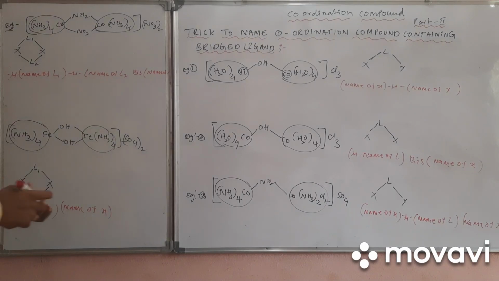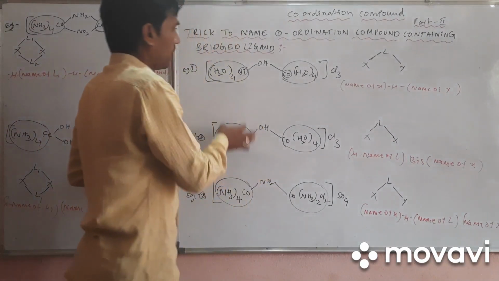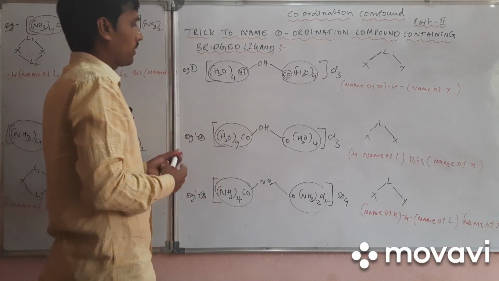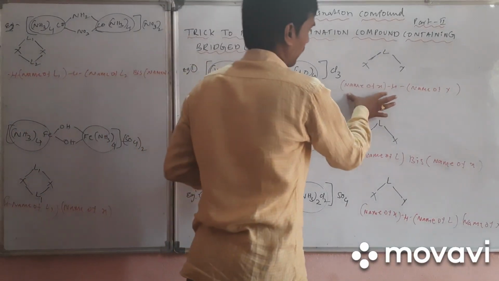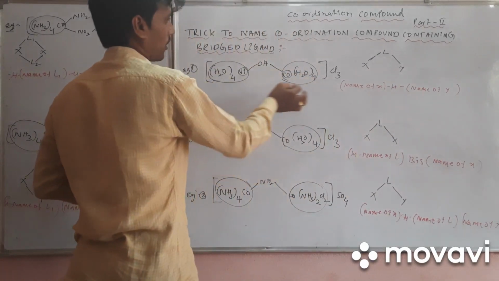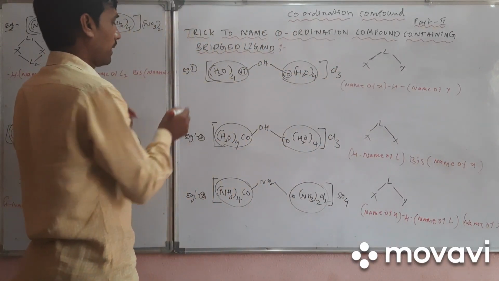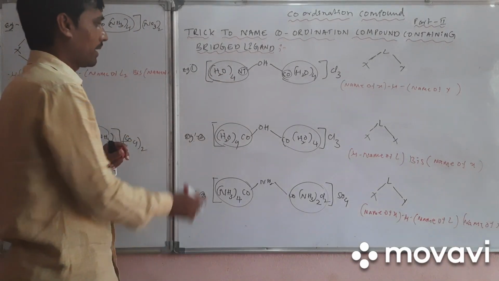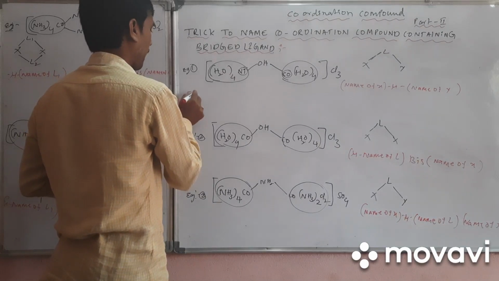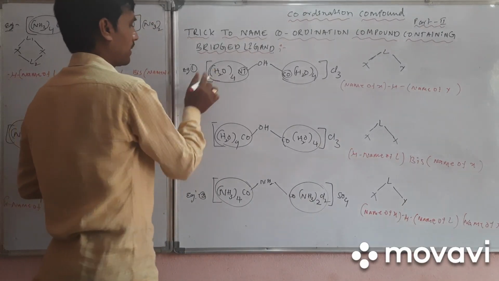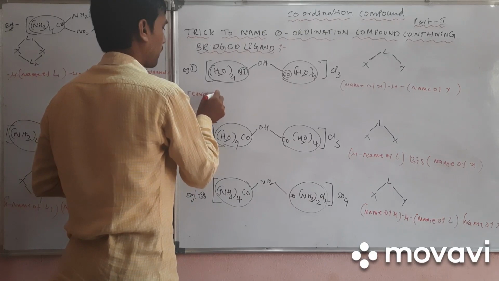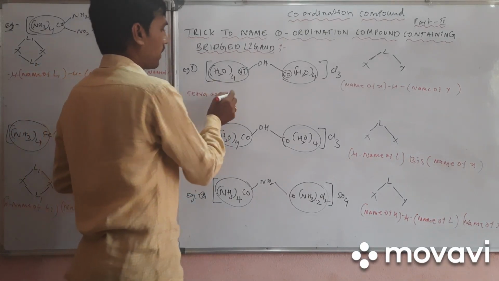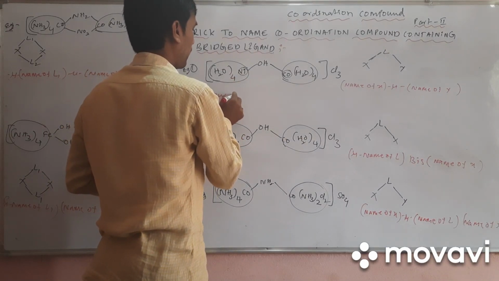Let us observe carefully. We find out the nomenclature of bridged ligand complex compounds following this rule. Name of X, first we use the name of X, that is tetra. How many ligands are there? Total 4 ligands are there, that's why we use tetra. This is aqua, tetra aqua.